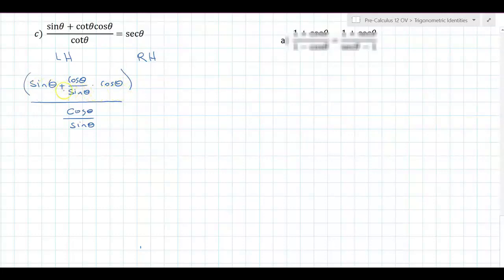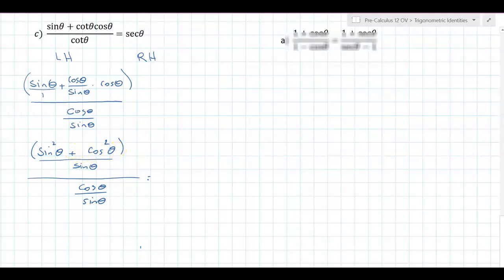So the common denominator in here is sine theta. Multiply the first fraction by sine theta, you get sine squared theta, and then plus cos squared theta, because cos theta times cos theta gives you cos squared theta, divided by sine theta, the denominator, all of that over cos theta divided by sine theta. Now we've got to simplify that. What is sine squared theta plus cos squared theta? Well, this is the Pythagorean identity.